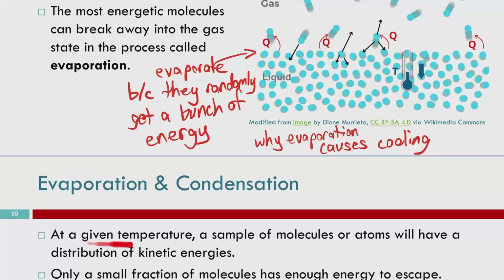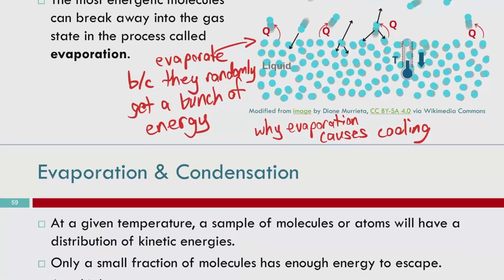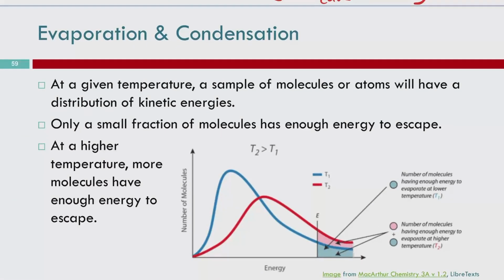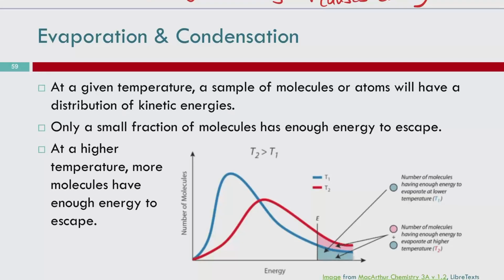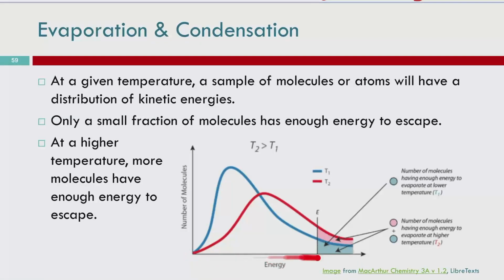If you're at a given temperature, a sample of molecules or atoms is going to have a distribution of kinetic energies. And here's one of my favorite graphs. In this graph, our x-axis is energy, so things on the left are low energy, things on the right are high energy. And the height of the line, you've got two different lines here, represents the number of molecules. So when we've got a really high point on the line, we've got a lot of molecules at that energy. Energy and temperature are interrelated.